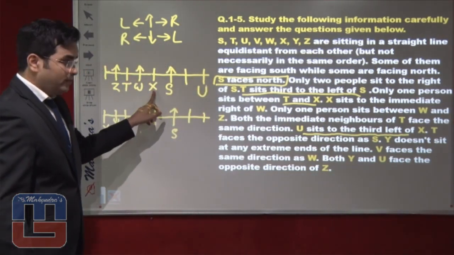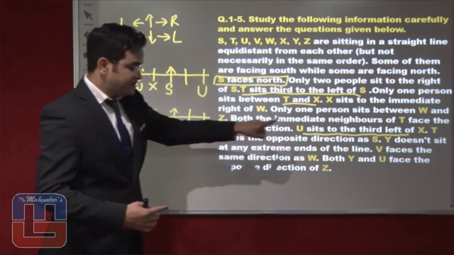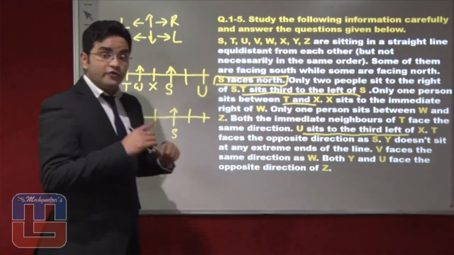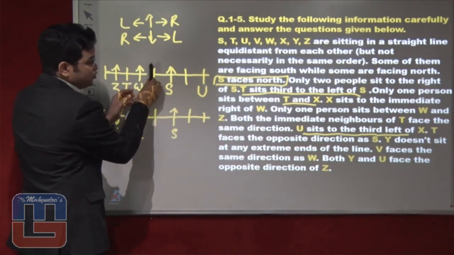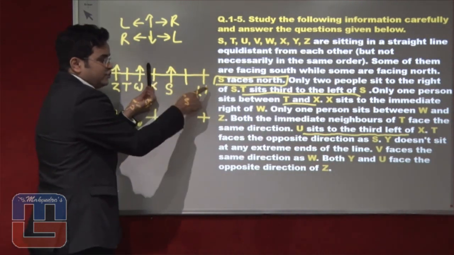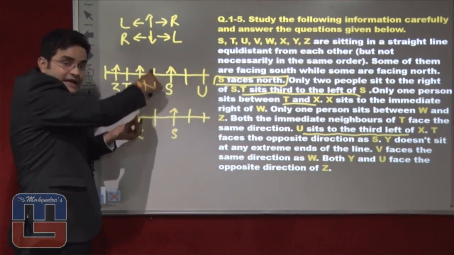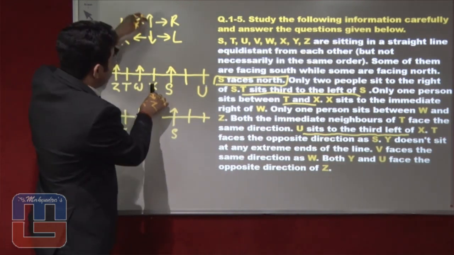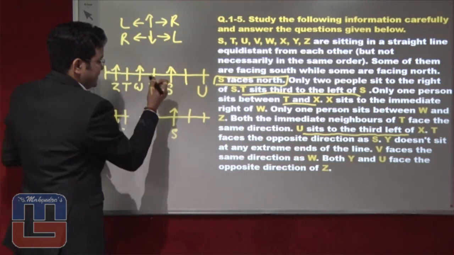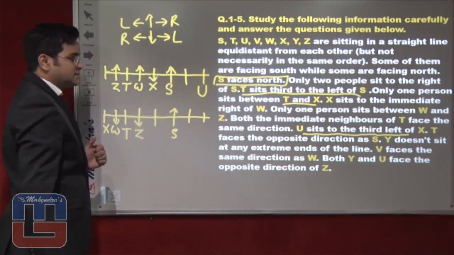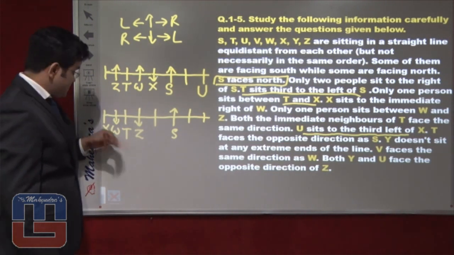Okay. Now we'll decide the facing of X through this statement. It is saying U sits third to the left of X. It means what? U will be towards south. So it means X is facing towards south. So if X is facing towards south, left will be this side. It means U is left of that one. So here. Now check out the second possibility we have drawn.